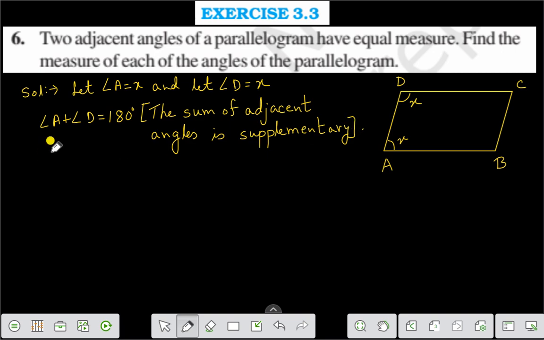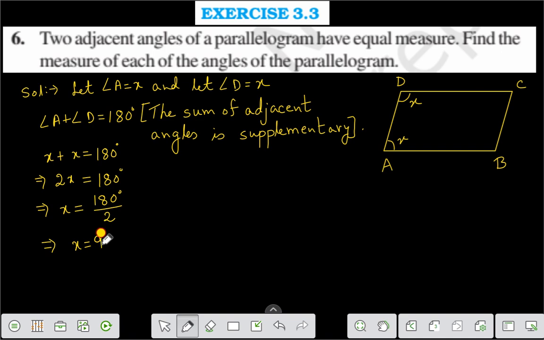Therefore, we can write, we have taken angle A as x, so x plus x is equal to 180 degrees. x plus x is 2x, so 2x is equal to 180 degrees, or x is equal to 180 degrees by 2, that is x is equal to 90 degrees. Here you see the value of A is 90 degrees. The value of D is also 90 degrees.